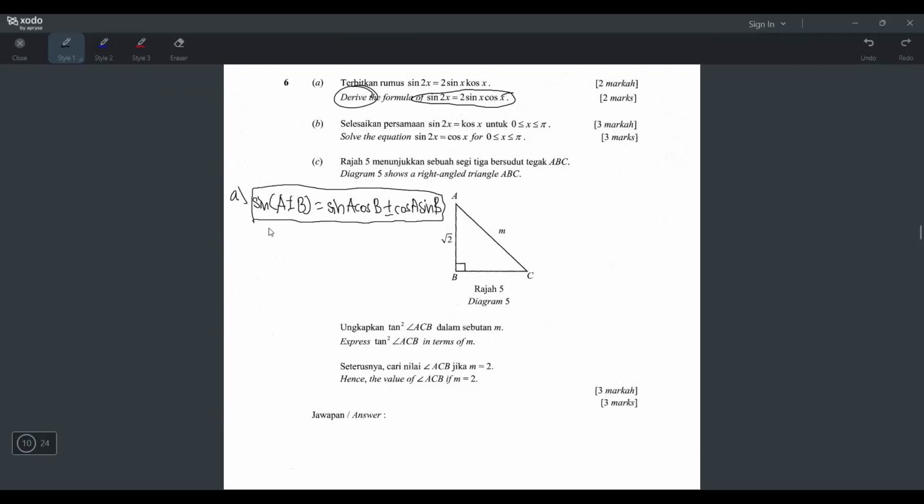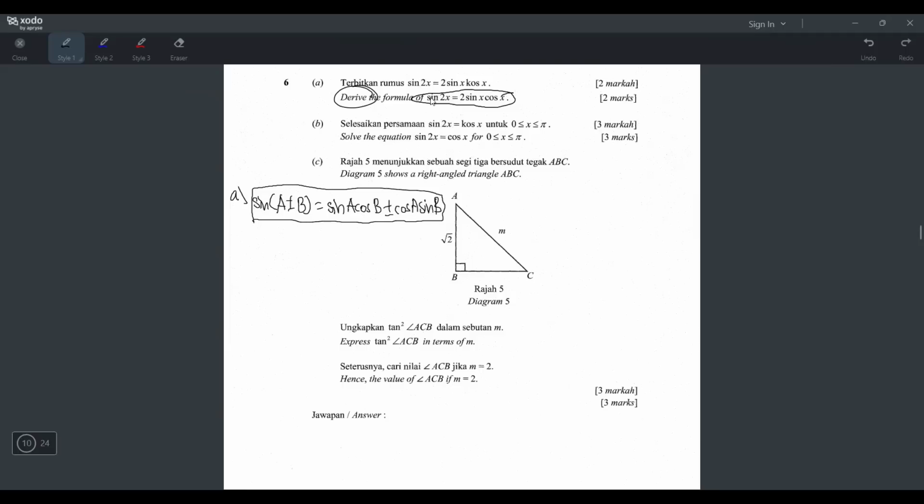Actually, not only this, for the cos double angle and the tangent double angle also, you can use the cos addition. You can also use the addition angle to derive. Okay, but this one they ask for sine lah. Okay, so sine 2x equals to 2 sin x cos x. So how can we derive this using the addition angle formula?